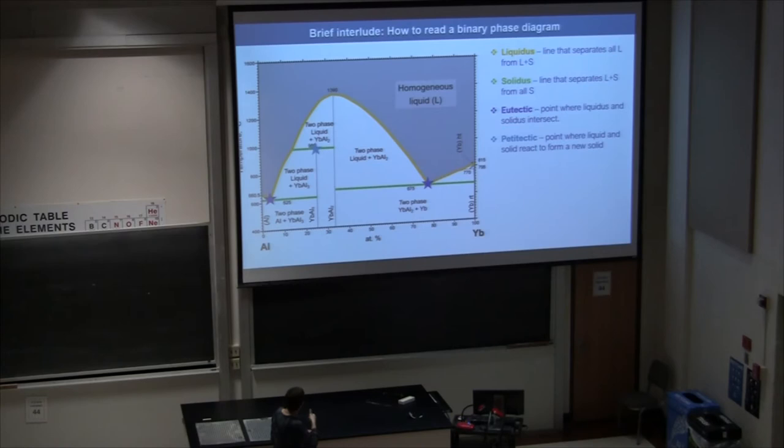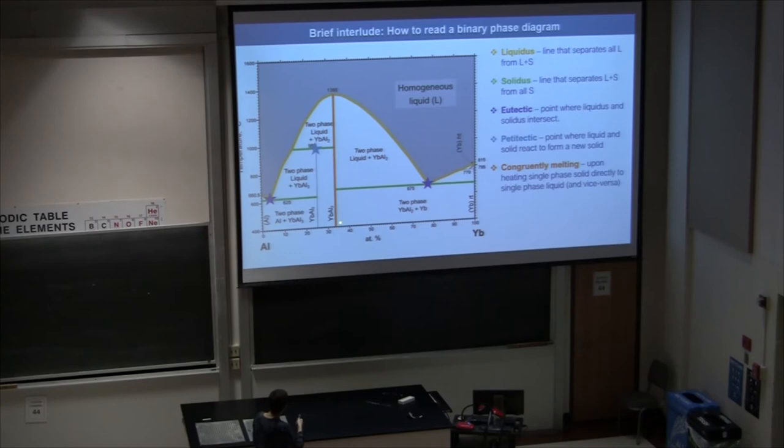Then there's another type of point known as a peritectic point, and this is a point where a compound spontaneously decomposes into a solid of a different composition and a liquid. So here, this is the line representing ytterbium aluminum 3, and at this point, that solid decomposes into ytterbium aluminum 2 and a liquid. So then we have two types of compounds that we can grow.